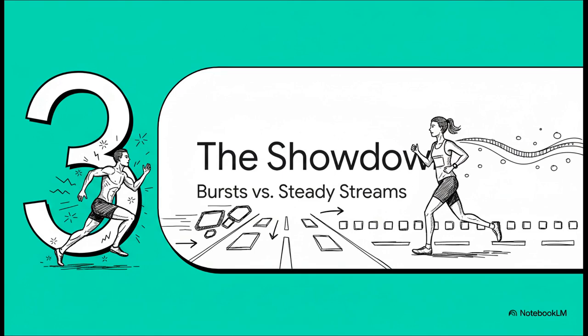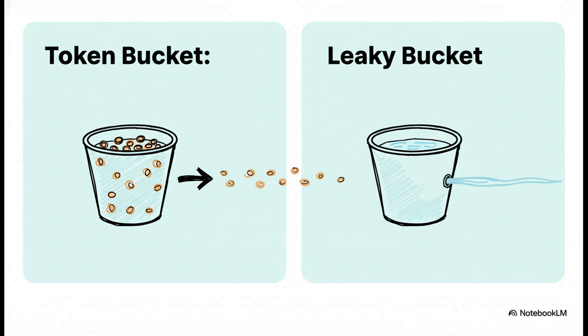All right, so we've got our sprinter and our marathon runner. Let's put them side by side in a head-to-head showdown and really zero in on the fundamental difference in how they handle traffic. This right here is the heart of it all. It's the core trade-off.